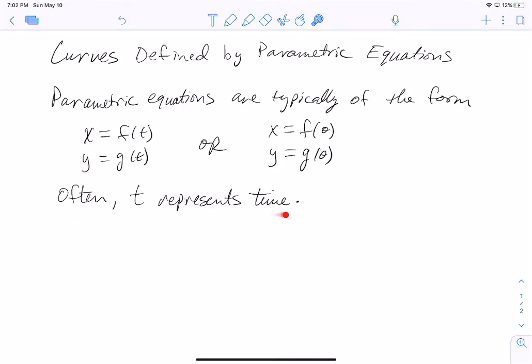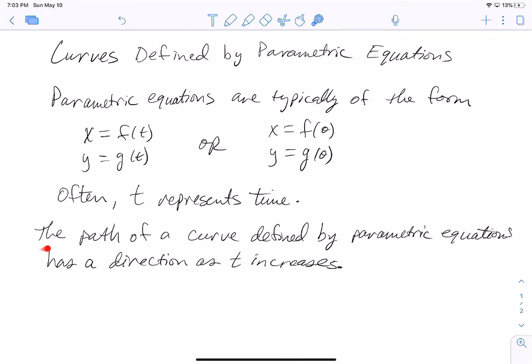Often t represents time. And what we get out of this is, well, several things. As we go through the work in this section, we'll see how functions that don't pass the vertical line test can be expressed using parametric equations. So the x-coordinate is a function, the y-coordinate is a function. But we can also, using the parameter t as time, say that for a particular time value, we know an x and a y coordinate for, say, an object in motion.